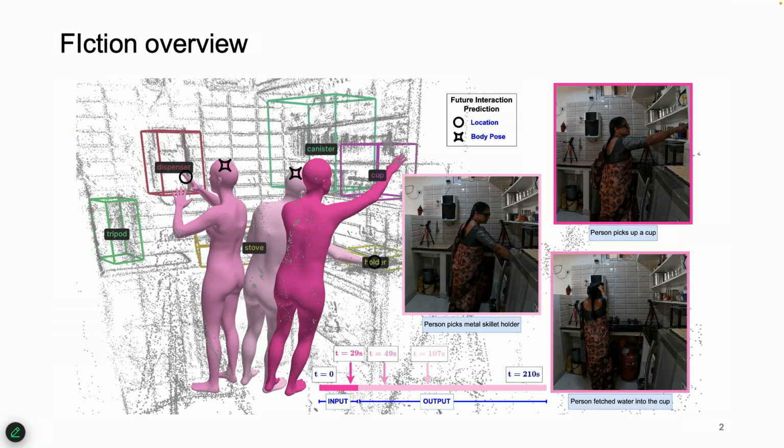Yeah, in this work we try to understand how humans move around in 4D space and interact with objects around them. By 4D we mean the 3D space and the temporal dimension. A person may be trying to make tea here in this example, and they will go around in the 3D space, grabbing a cup, getting water from the dispenser, and so on.